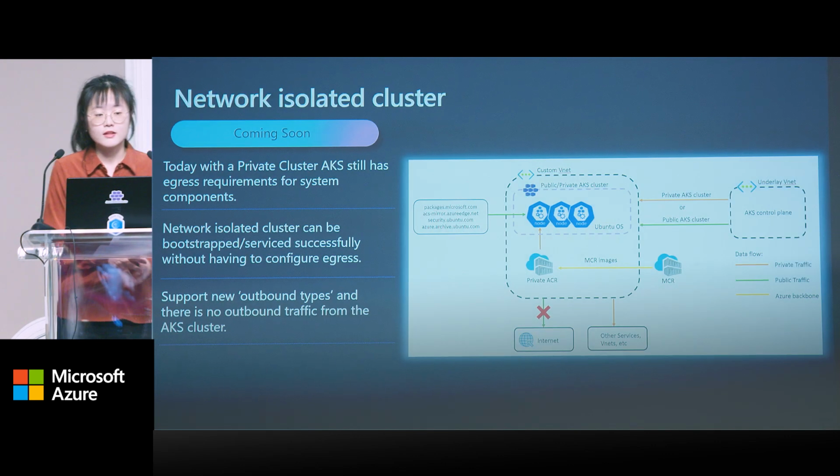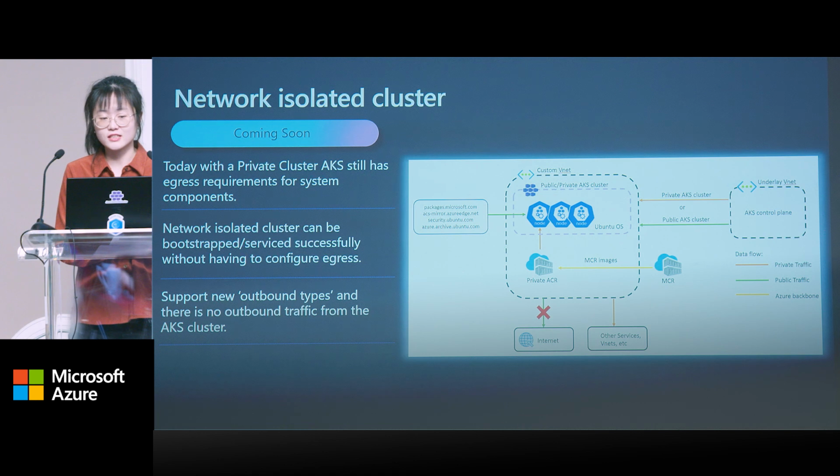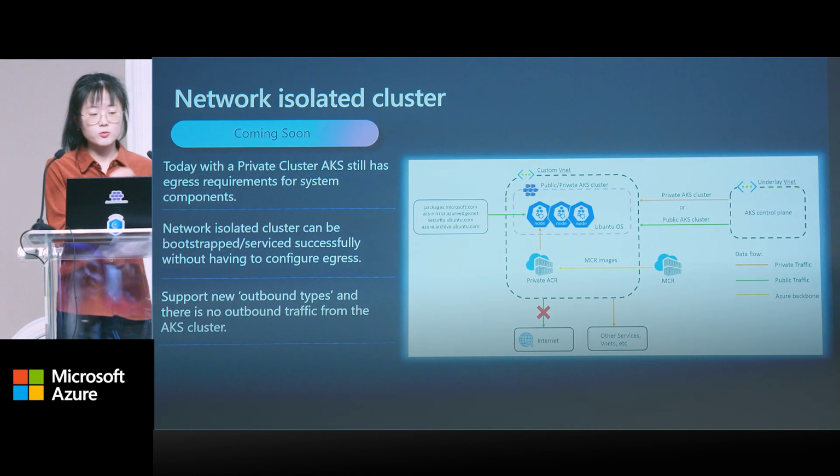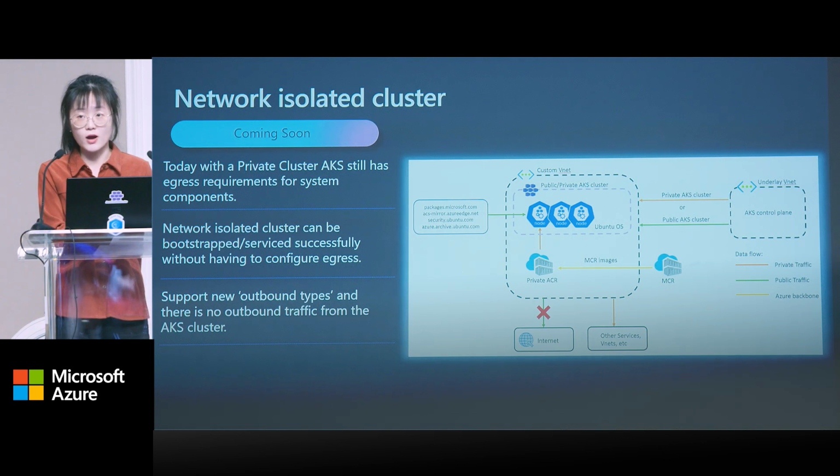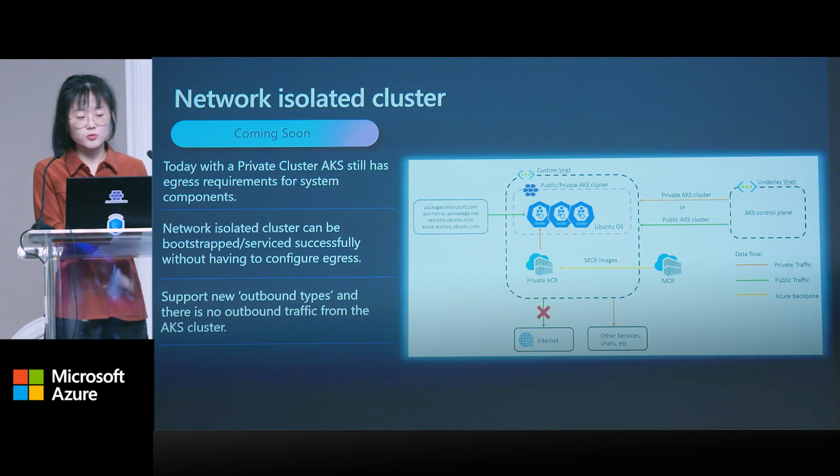The first one is about network isolated cluster. As we all know, today with a private cluster, the AKS cluster still has egress requirements. So they are for our system components like mcr.microsoft.com. And with network isolated cluster, the cluster can be bootstrapped and serviced successfully. We don't need to configure any public egress here. Also, we introduced a new outbound type, equals none. That means a cluster can be created without any load balancer, firewall, and NAT gateway.